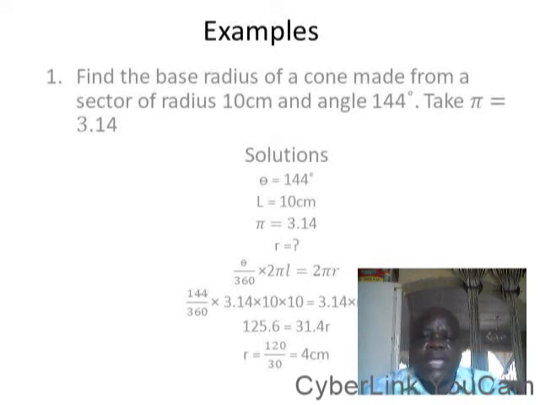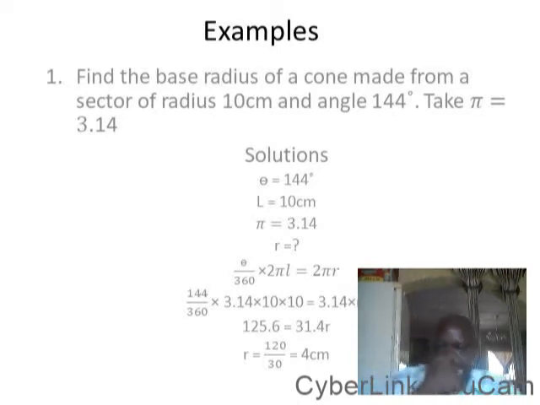Now let's look at an example. Example 1. Find the base radius of a cone made from a sector of radius 10 centimeter and angle 144 degree. Take pi as 3.14.